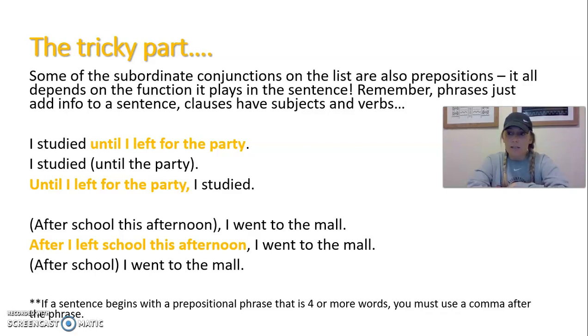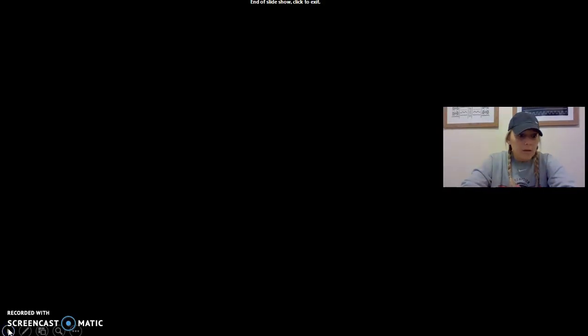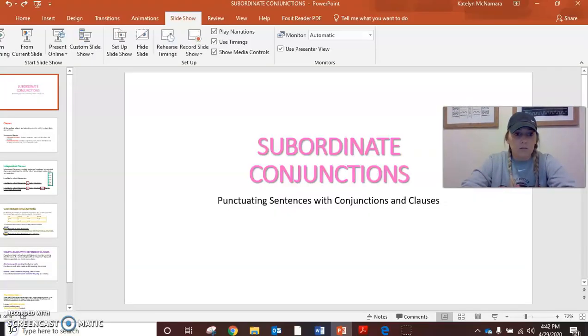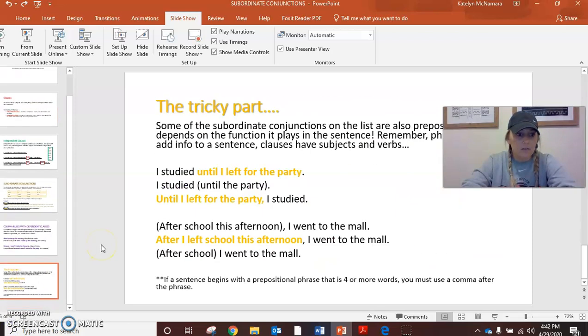If you start a sentence with a prepositional phrase that's not 4 words or more, you don't need a comma there at all. So that last example that says, after school, I went to the mall. After school is just a prepositional phrase telling when you went to the mall, right? You don't need a comma there, even though it starts a sentence, because it's only 2 words, okay? And that's it.